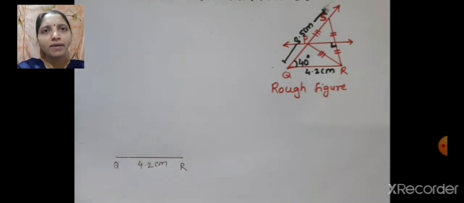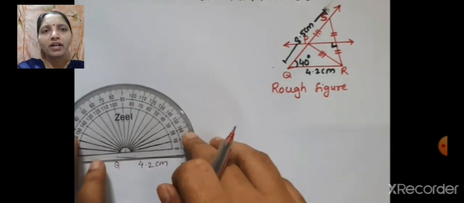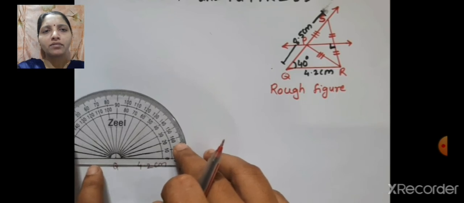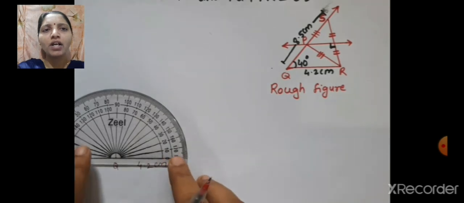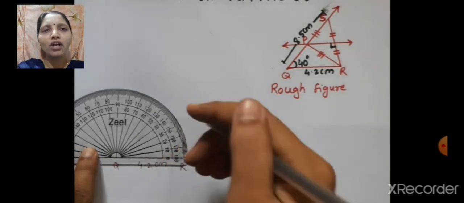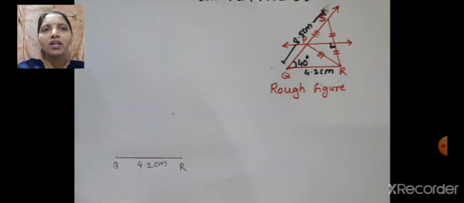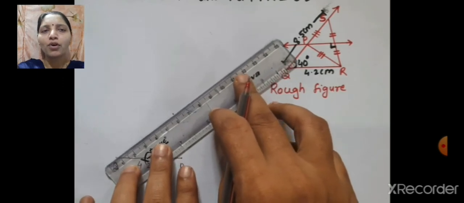Then what is the next step? Yes, you have to draw angle Q of 40 degree. So with the help of protractor, first you have to place this protractor this way. Okay, match the reference line and segment QR, and then on the right hand side you have to start with the reading. So at 40 degree you will draw one mark, and you have to join that point to point Q.